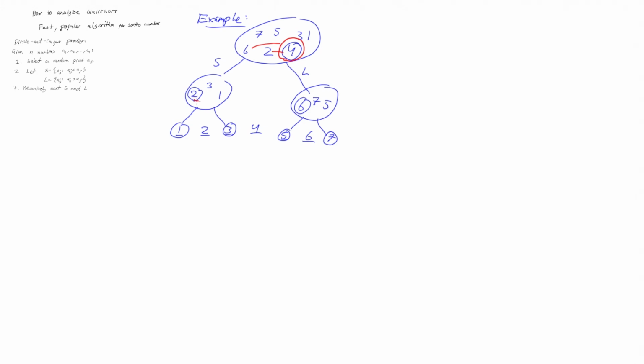So this means that we need to compare each element in this bag with a pivot. So in this example, we will make 6 comparisons in the topmost bucket. And then when we recurse down here, we will make 2 comparisons, and here we will make 2 comparisons. So in this case, the total number of comparisons we will make is equal to 10.